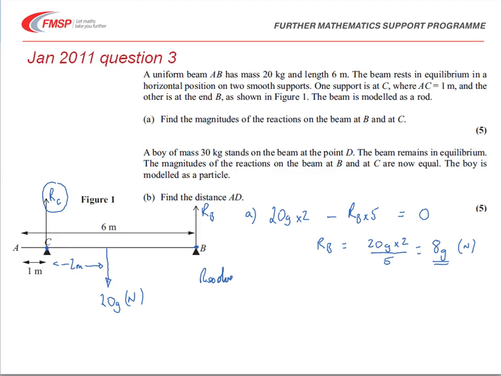in a vertical direction, we can say that RB plus RC minus 20G is equal to 0. Of course, we know what RB is, so we can therefore say that RC is equal to 20G minus the reaction at B, which we've already calculated as being 8G. So it gives us a total of 12G newtons for the reaction at C.